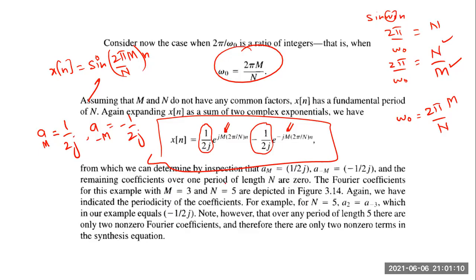Now let's consider a specific example. Let's assume that capital N is still 5, so the period of the signal is 5, and this m is equal to 3. As a result, omega naught becomes equal to 2 pi divided by 5 into 3, 2 pi 3 by 5. Okay. So in this, this m corresponds to 3. So this coefficient is a3, and a minus 3.